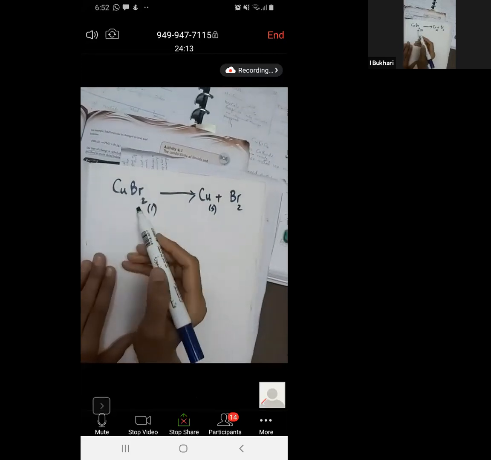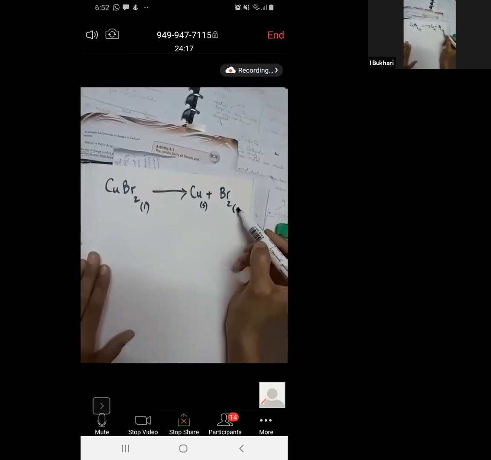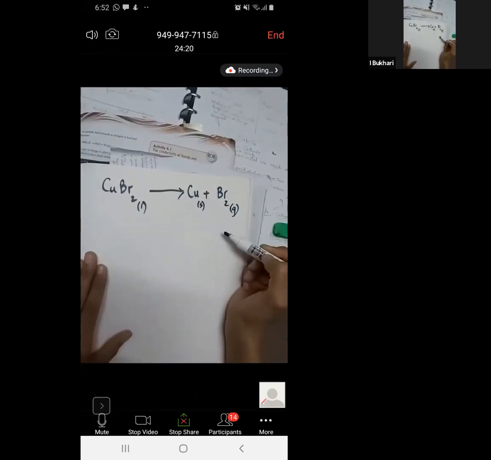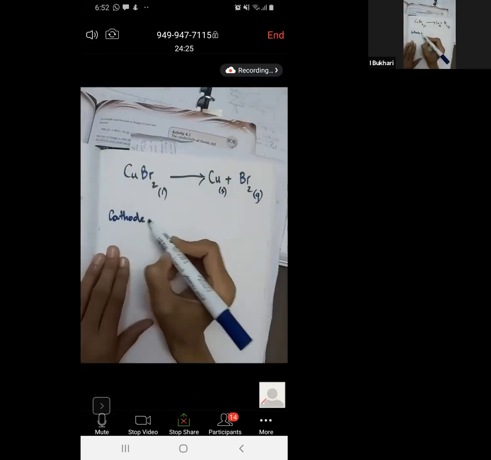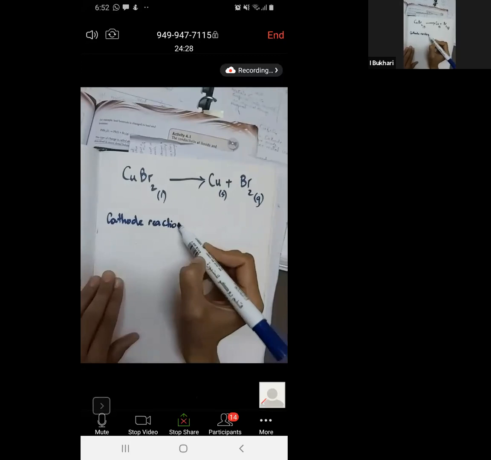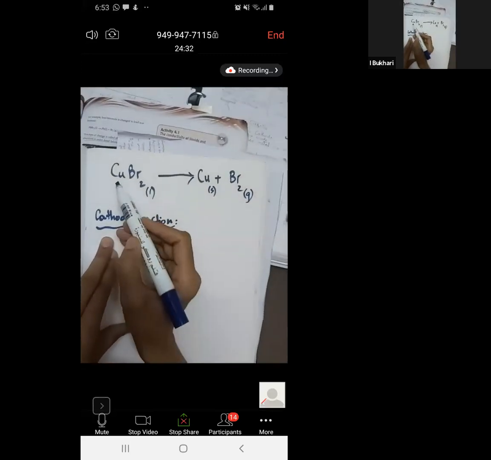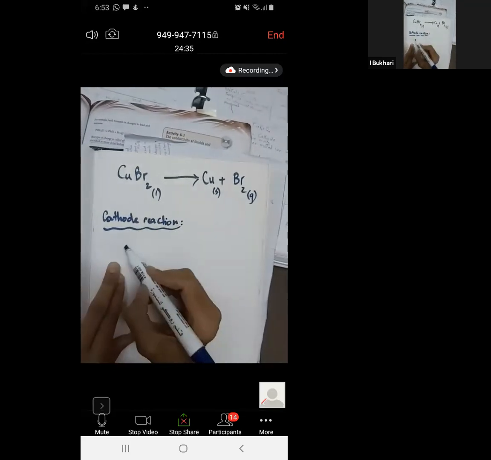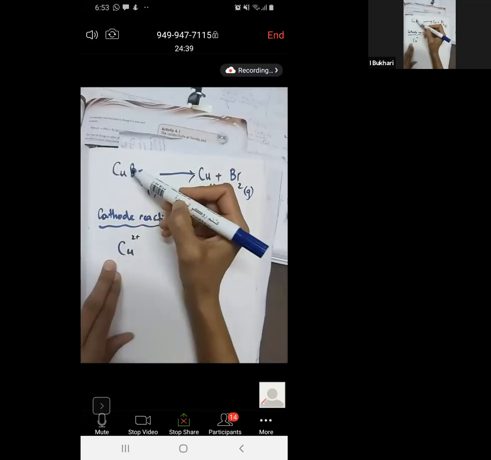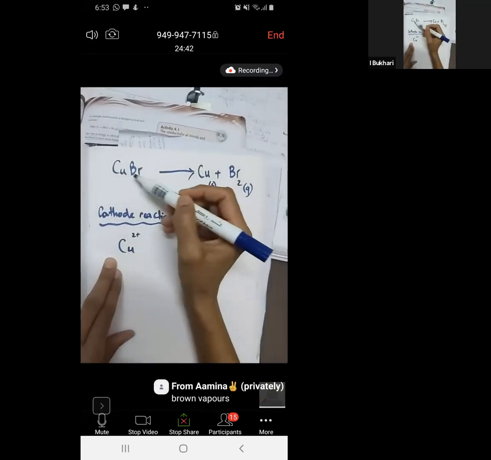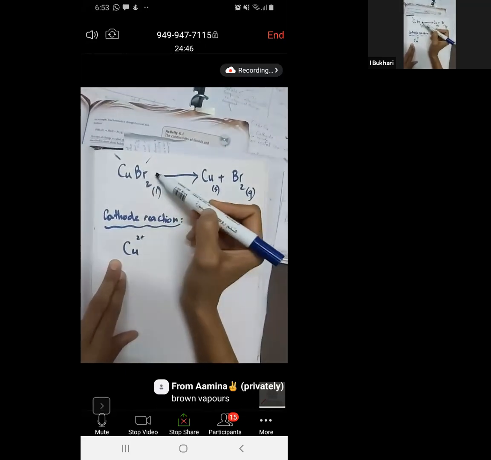So copper bromide breaks down into its components, copper and bromine. Bromine exists as a gas, vapors, right? Now, cathode reaction and anode reaction. The cathode has to deal with cations, so copper 2+, because it is in the form of ions here. This is an ionic compound. This is a halogen, this is a transition metal, metal and non-metal, ionic compound.